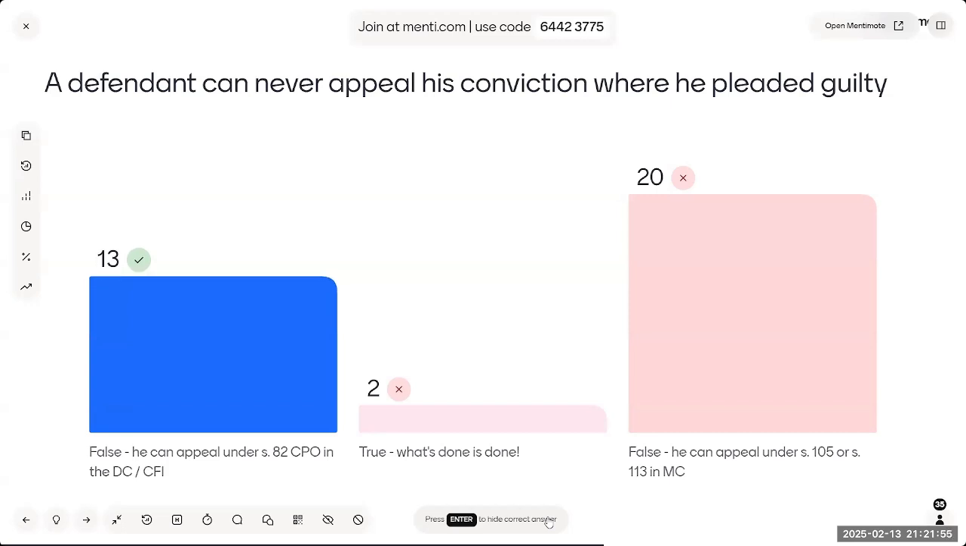Stop. You can only appeal your conviction in the magistrate's court if you pleaded not guilty, right? If you pleaded guilty, you have to reverse your plea, apply to withdraw it.